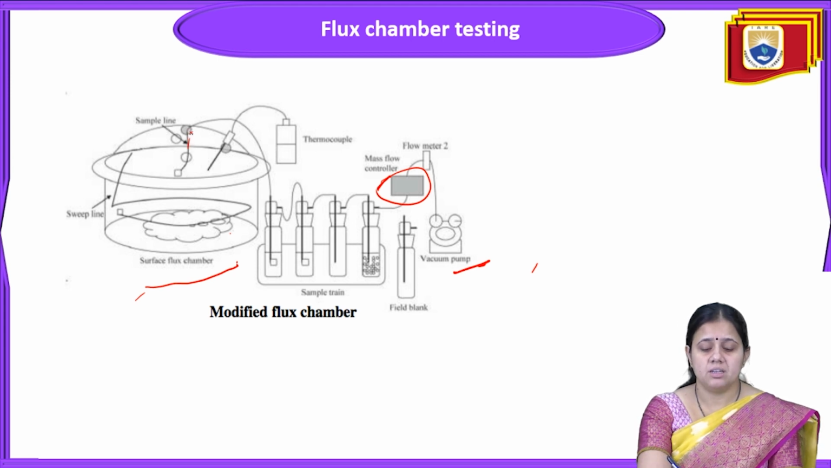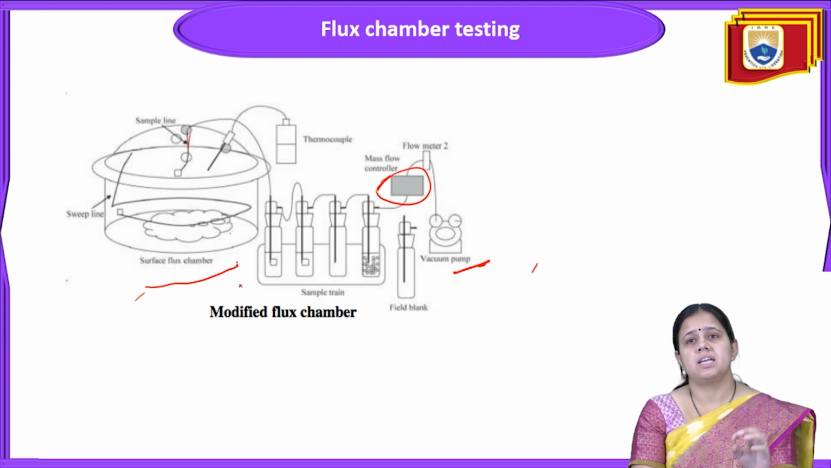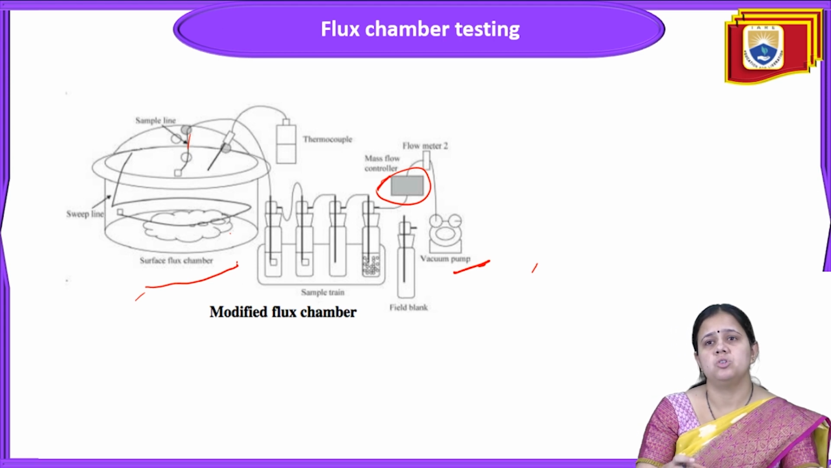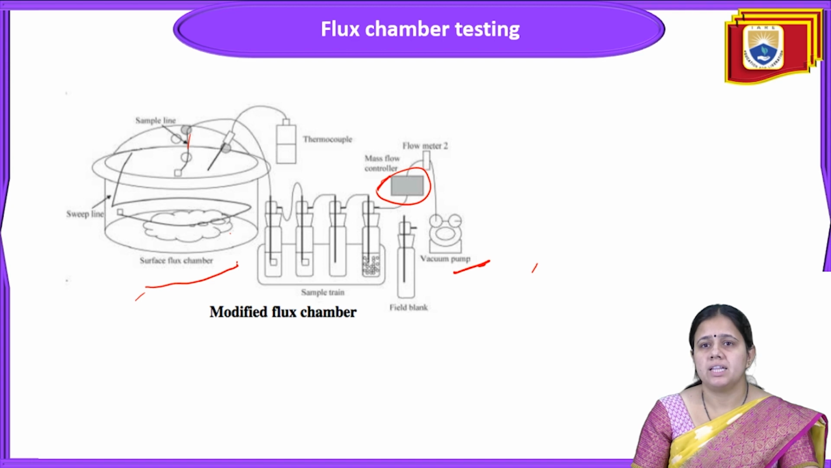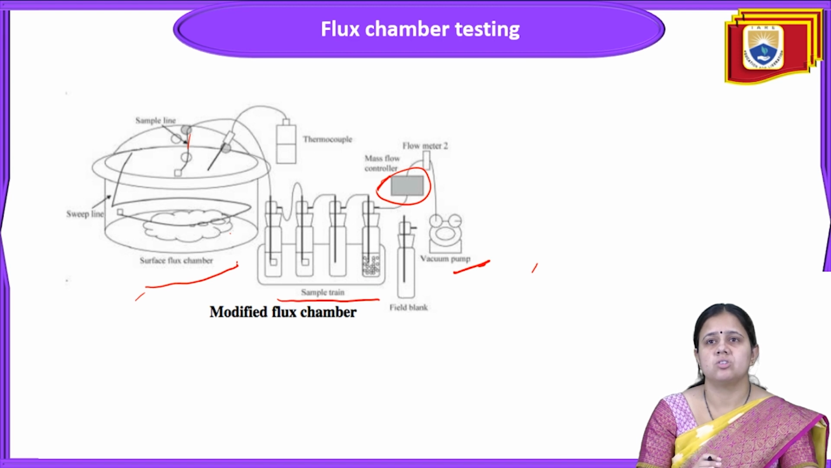There will be a sample line, through which methane is collected and used for other purposes. This is the modified flux chamber, and this is the sample train. Through the sample train, the gas enters the chamber.